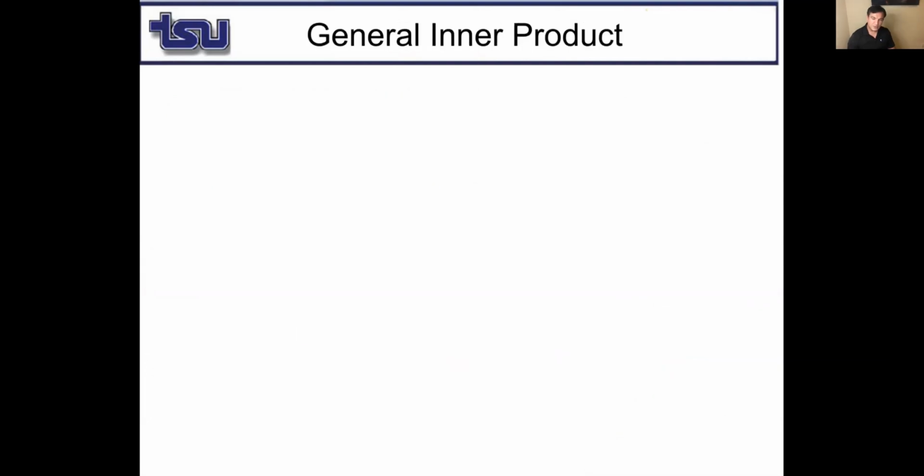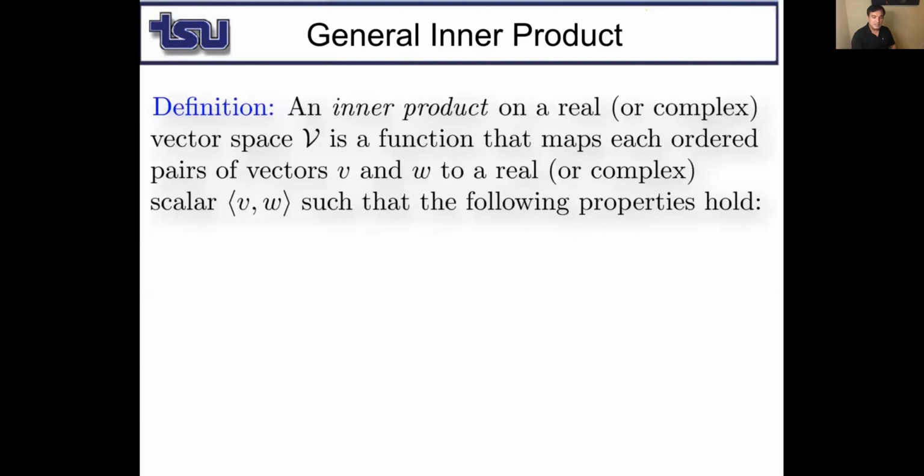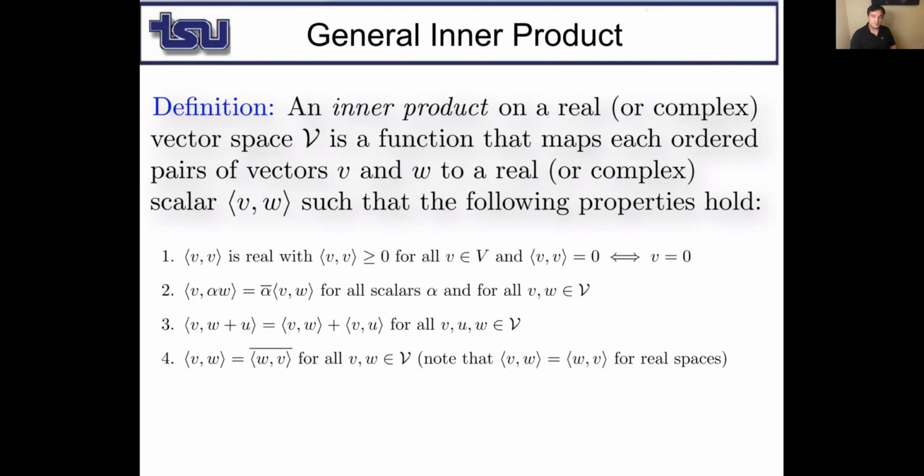So we need to define, remember the norm was a measure of length, right? Now we have angle concept in Rn. Now we are going to generalize this to inner product concept. An inner product on a real or complex vector space V is a function that maps ordered pairs of V and W to a real scalar or complex scalar. So for inner product, we need two vectors.